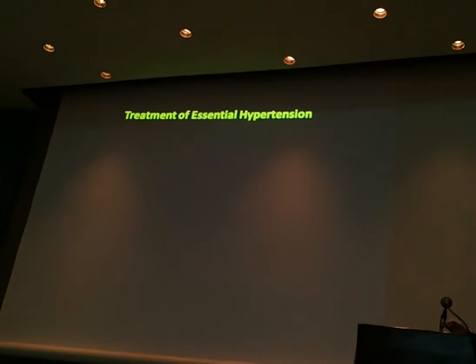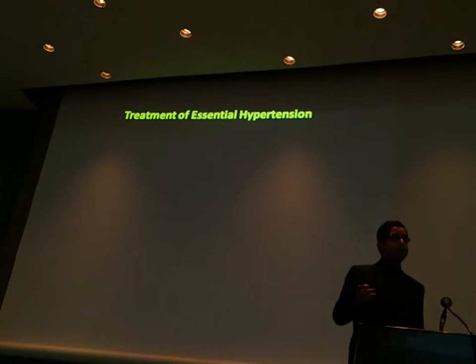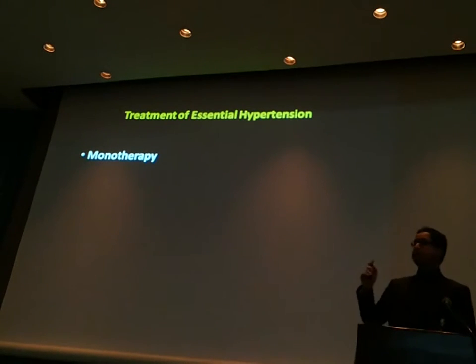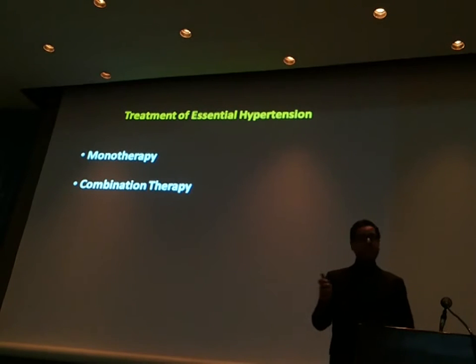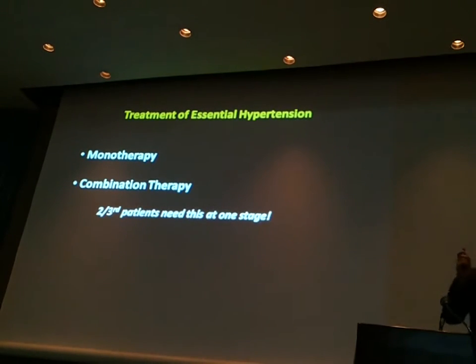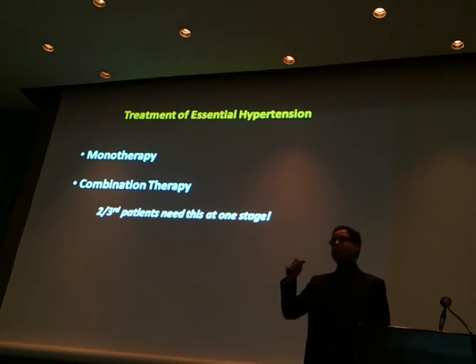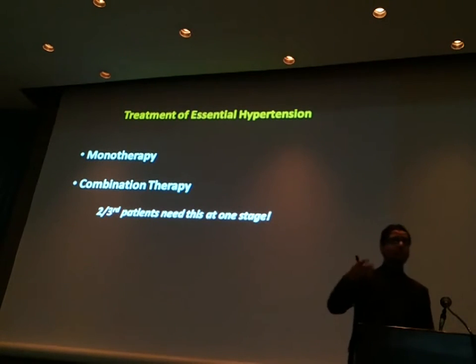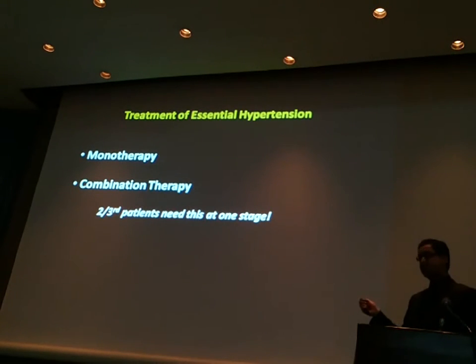Now, we said that there are two strategies to use the antihypertensive drugs in patients. The first one is the monotherapy, and the second one is the combination therapy. Now, I said before that almost two-thirds, according to the 2013 surveys, and even more than that, about 70% of patients, will need combination therapy at one stage. And this is particularly for essential hypertension.